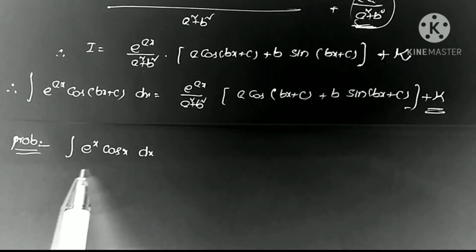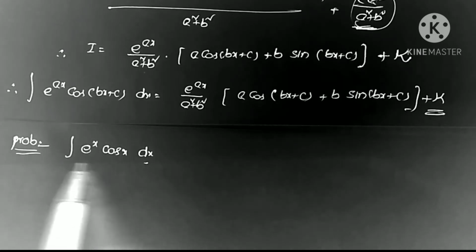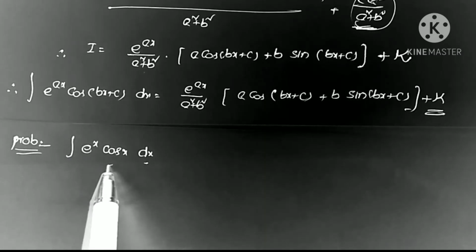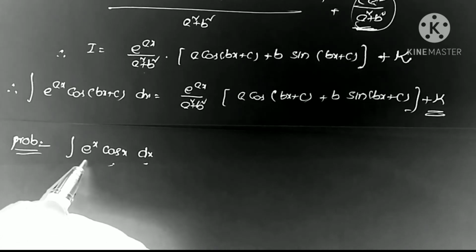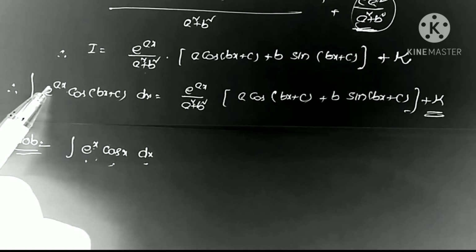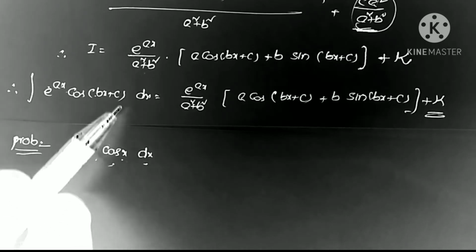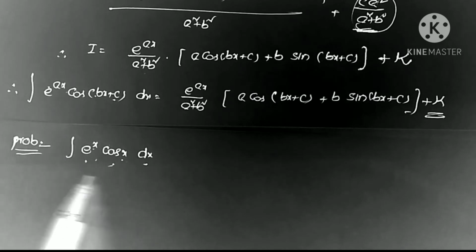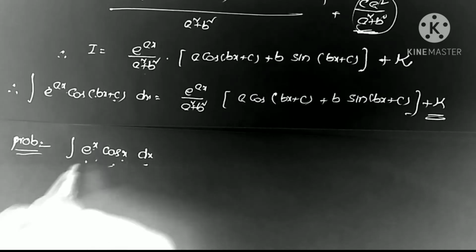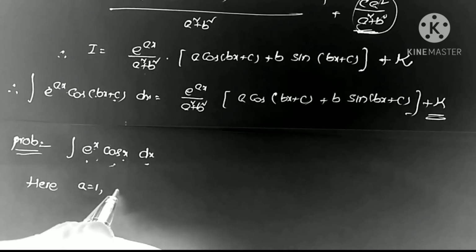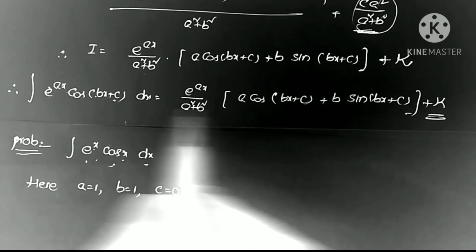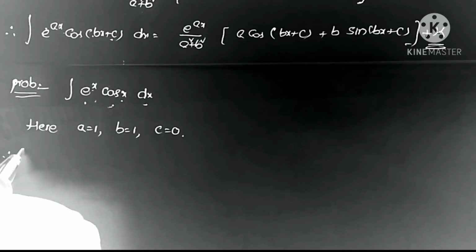Next problem: integral e^x into cos x into dx. Now to find the integration of this term, we just apply this formula. We apply the above formula. Observe that when we compare these two, a is equal to 1, b is equal to 1 and c is equal to 0. Now substituting those three values in this formula, we will get the answer to the given problem. Now we write the formula and substitute these values.